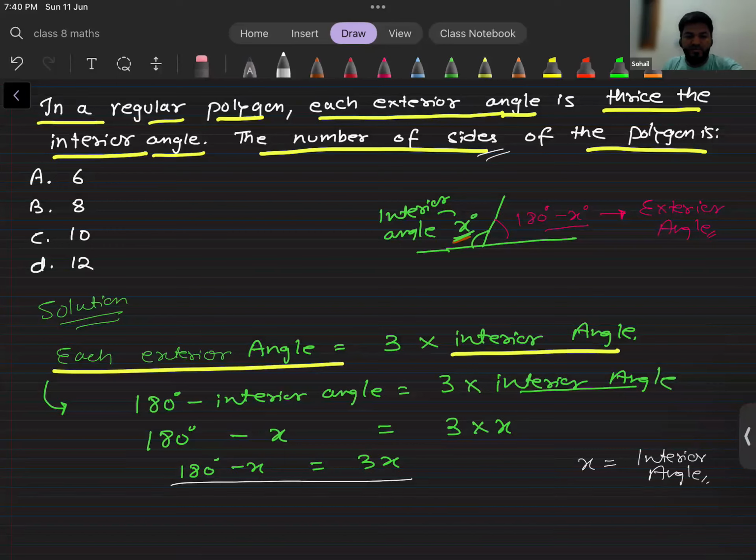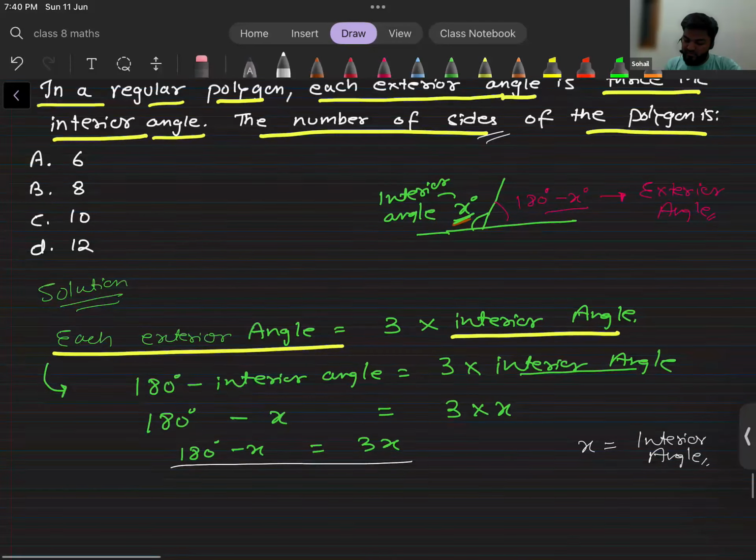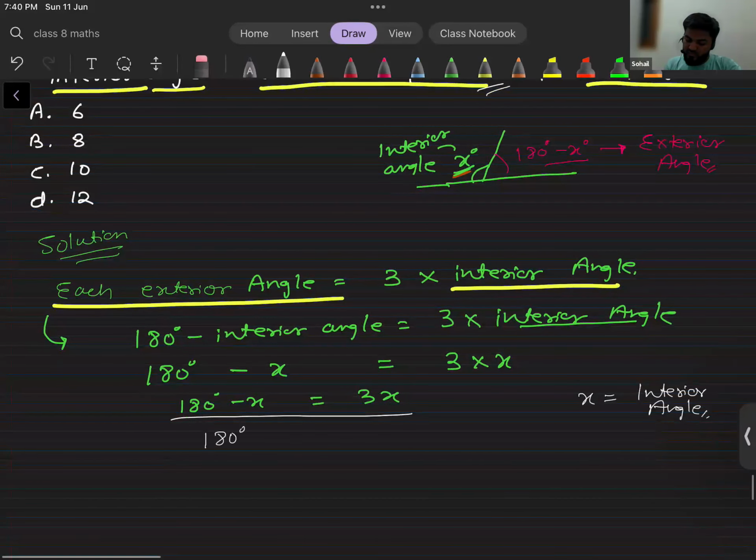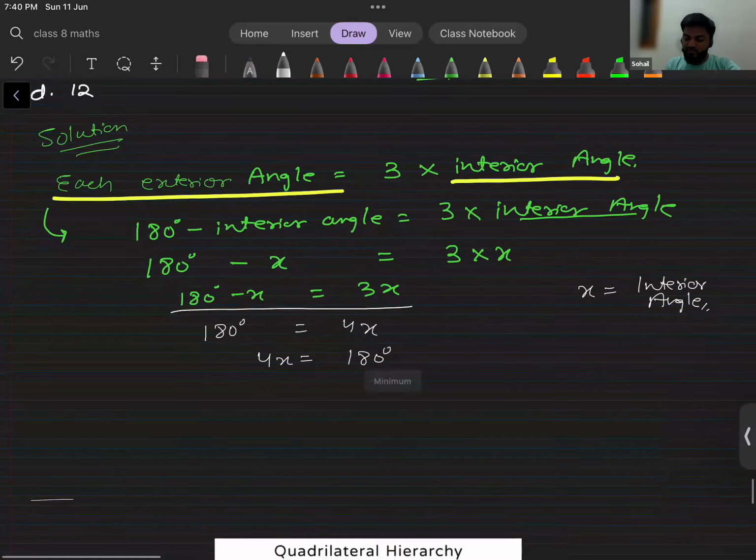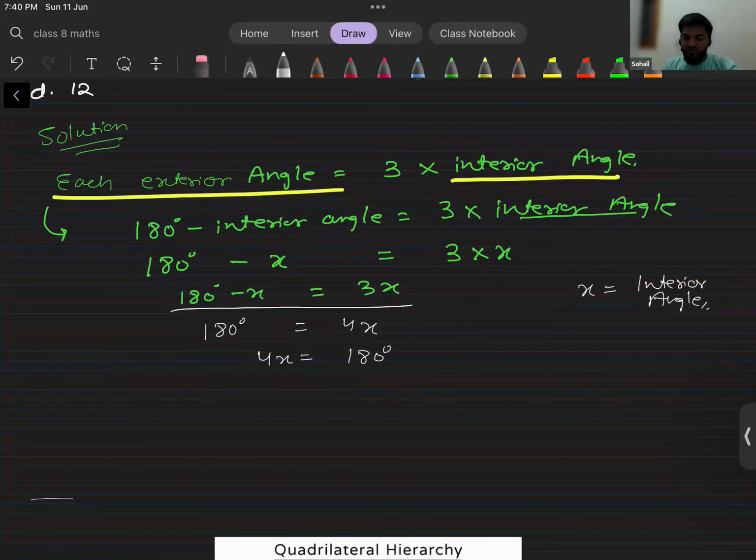Someone has written something here. Ahmed, 180 degrees equals 4x. It will be 3x plus x, 4x. Your answer is not correct. Now try finding it out. I've already made it simple now.